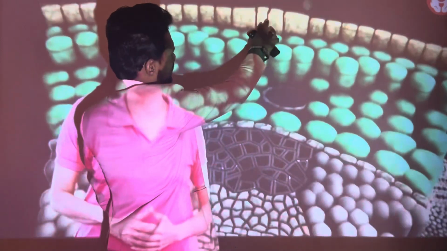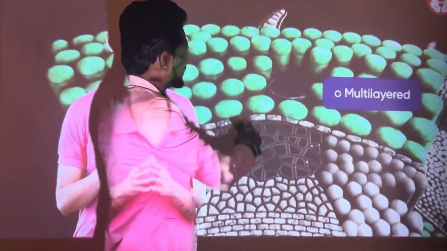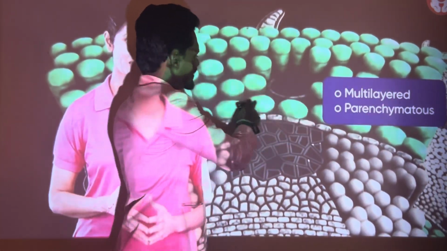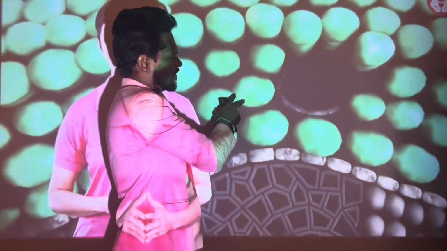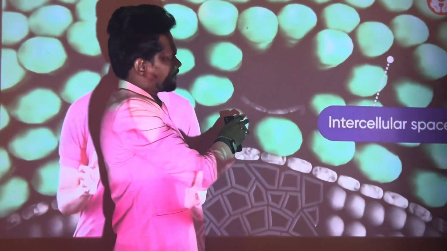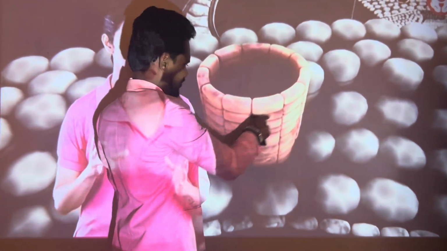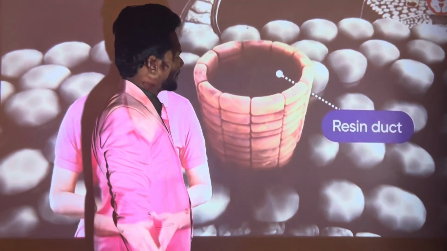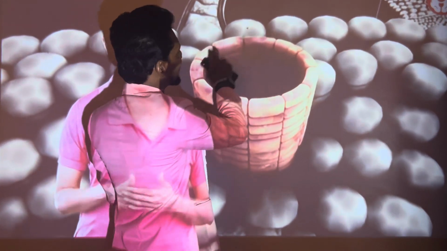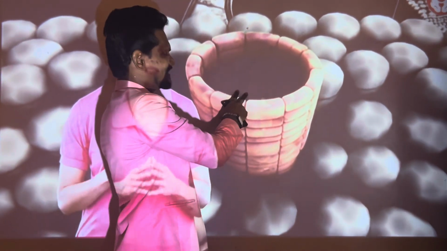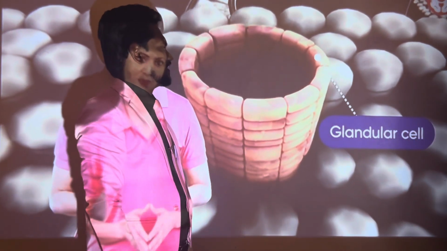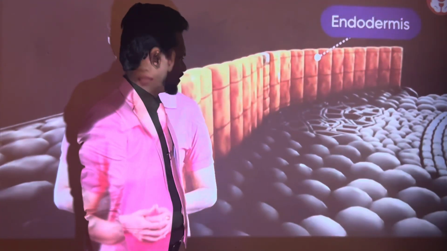So epidermis followed by hypodermis. Then coming to multi-layered parenchymatous cells arrangement, it is known as general cortex. So intercellular space is found. This is called resin duct or resin canal. Glandular cells are arranged around this resin duct or canal, one of the characteristic features of the dicot stem.